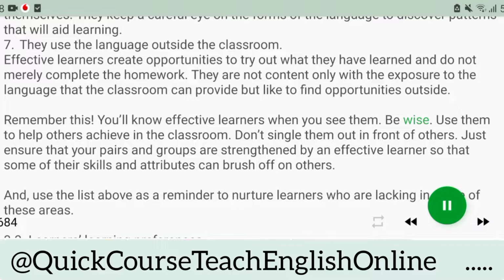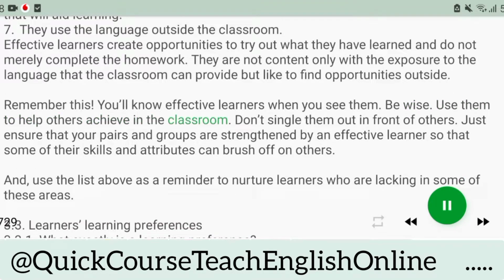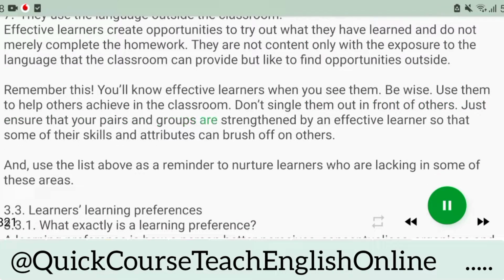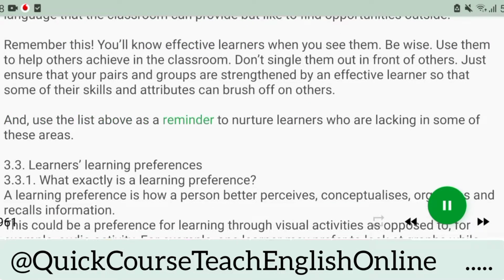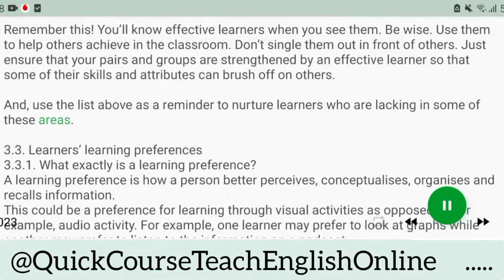Remember this. You'll know effective learners when you see them. Be wise. Use them to help others achieve in the classroom. Don't single them out in front of others. Just ensure that your pairs and groups are strengthened by an effective learner so that some of their skills and attributes can rub off on others. And use the list above as a reminder to nurture learners who are lacking in some of these areas.